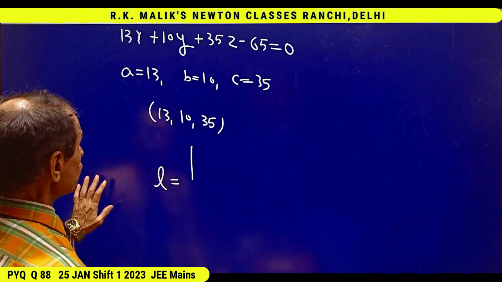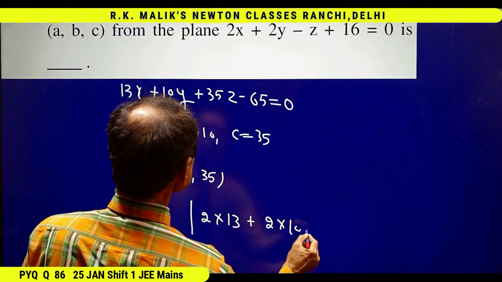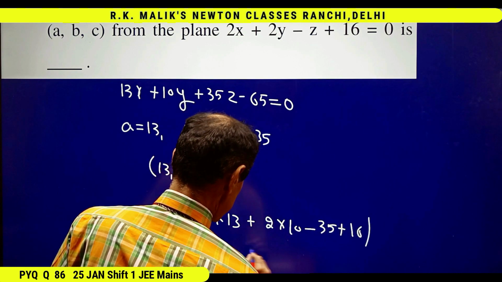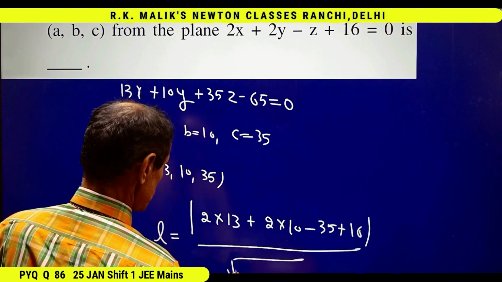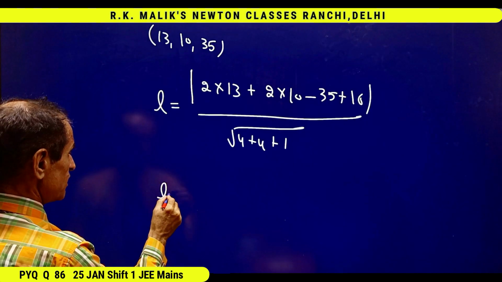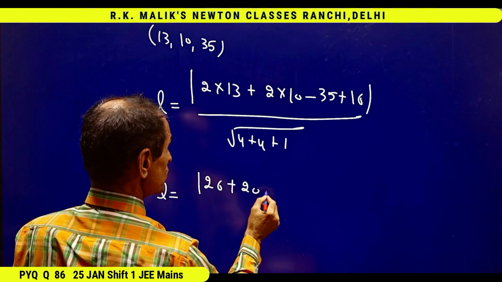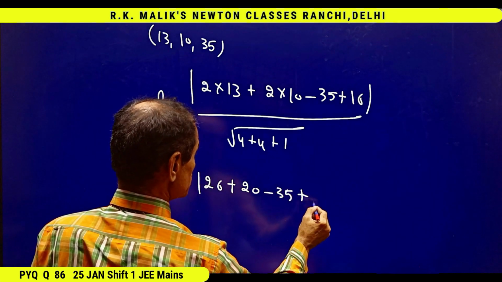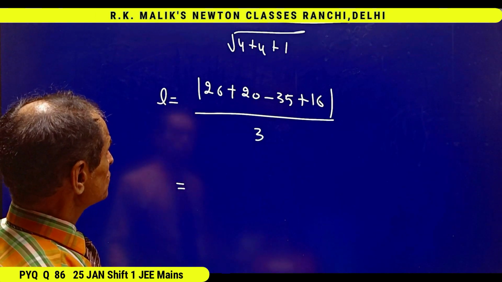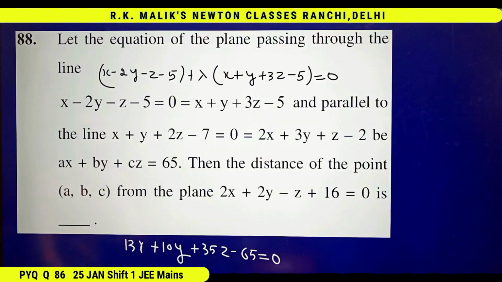Now the distance of the point (A, B, C), that is (13, 10, 35), from this plane, say it is L, will be equal to mod of 2 into 13 plus 2 into 10 minus 35 plus 16, upon under root 4 plus 4 plus 1. That is, L is equal to 26 plus 20 minus 35 plus 16 upon 3. This is equal to 27 by 3, that is 9. Hence, the answer to this question is 9.